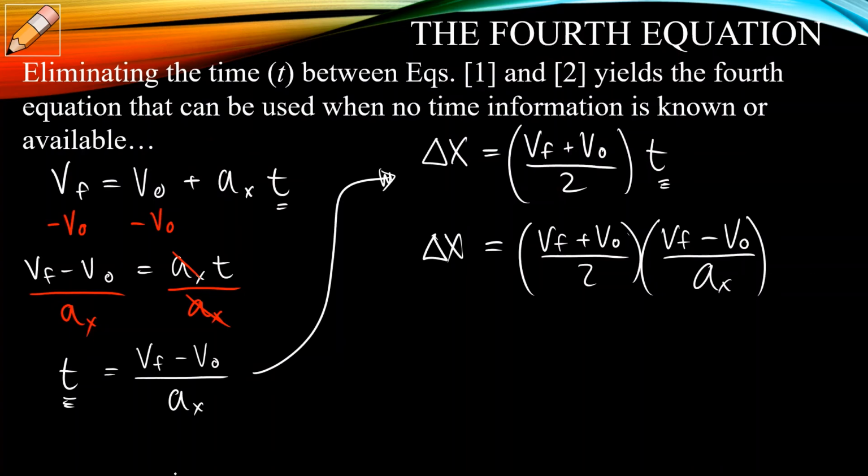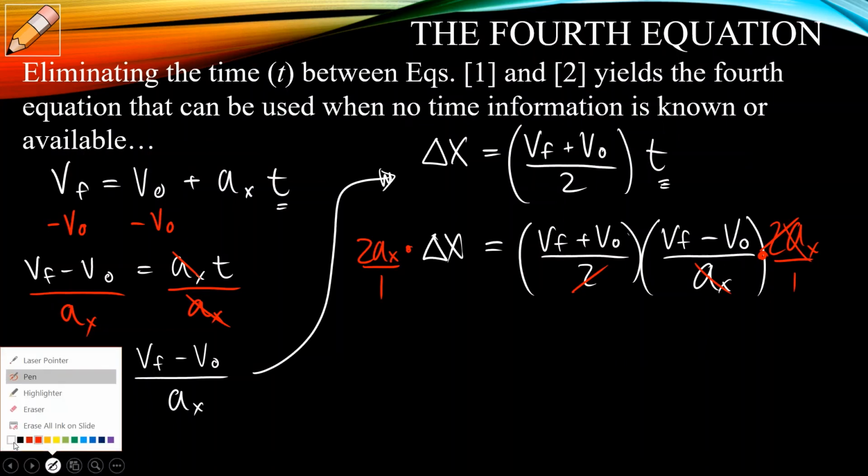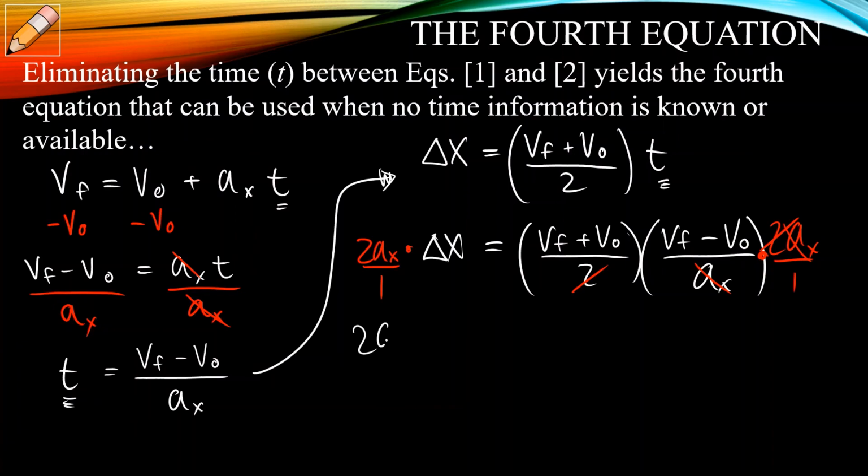And so what I've got on the bottom there is 2 times the acceleration. If you were to multiply the numerators together and the denominators together, what you've got is 2 times the acceleration on the bottom. So the first thing I want to do is just clean up this fraction by multiplying both sides of this equation by 2 times the acceleration. And when I do that, this 2 cancels with this 2, this acceleration cancels with this acceleration, which is very nice for us, because that means that what we've got left over is no fractions.